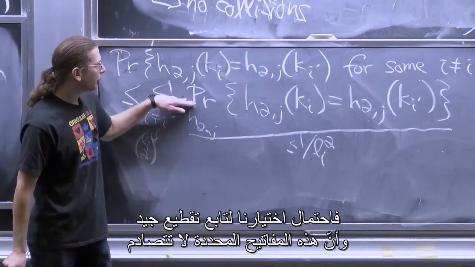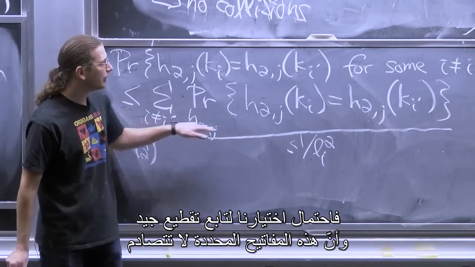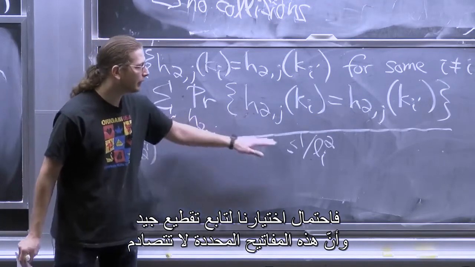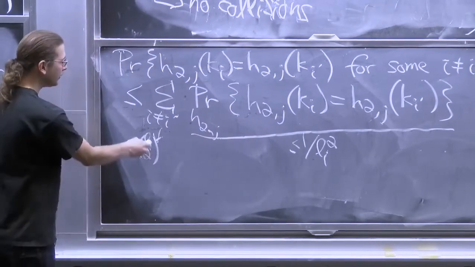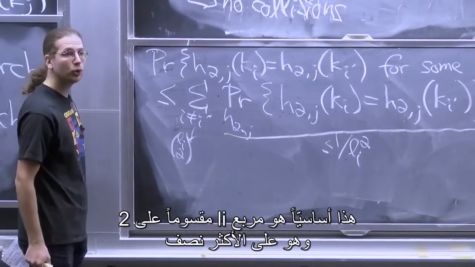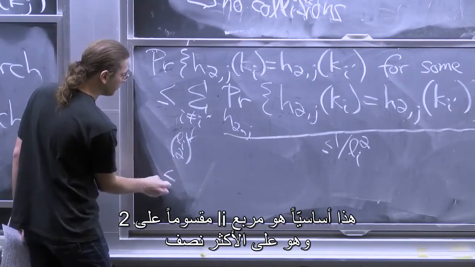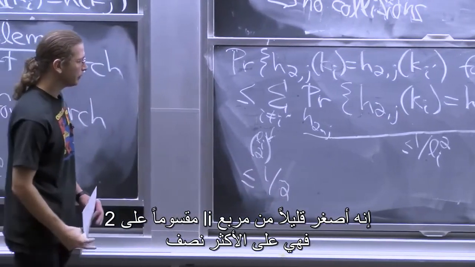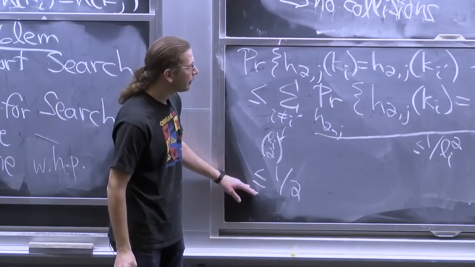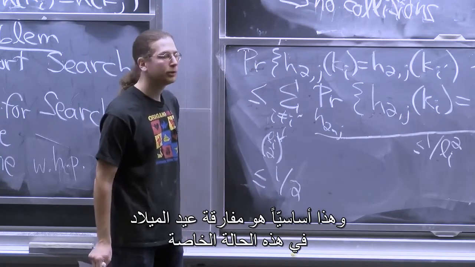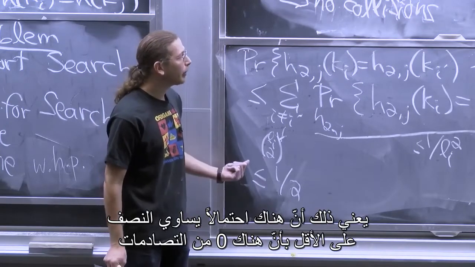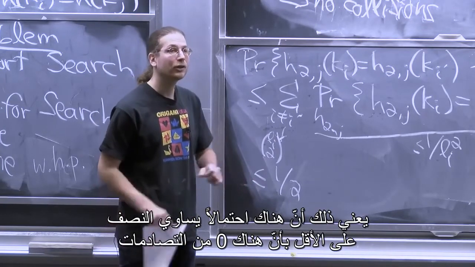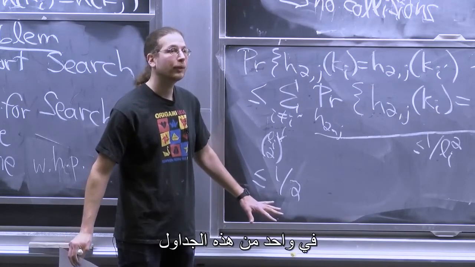So the probability that we choose a good hash function and that these particular keys don't hit is at most 1 over Li squared. This is basically Li squared over 2. And so this is at most 1/2. This is slightly less than Li squared over 2. So this is at most 1/2. And this is basically a birthday paradox in this particular case. That means there's a probability of at least 1/2 that there are 0 collisions in one of these tables.